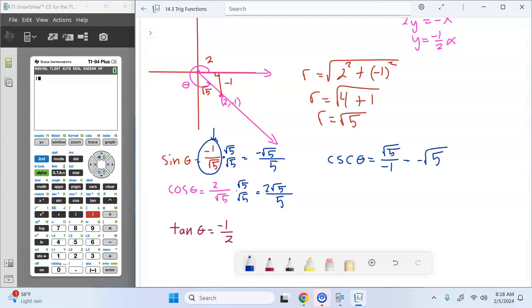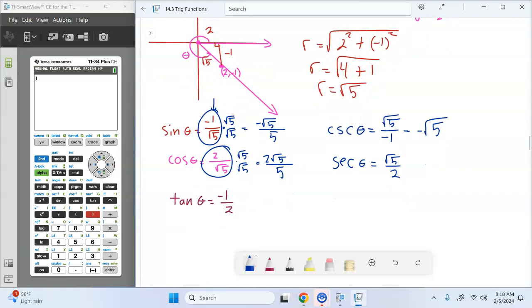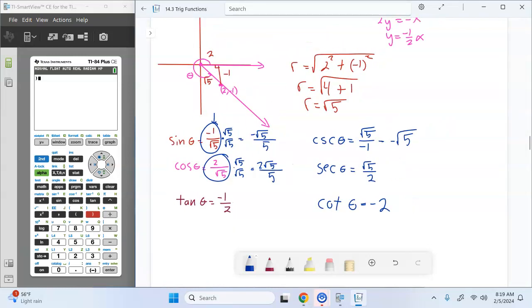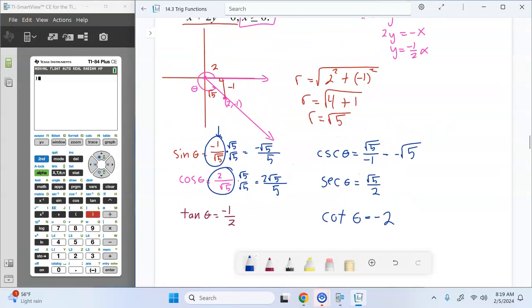What's our reciprocal function for cosine of theta? What's our reciprocal for cosine? Root 5 over 2. We just went ahead and took that and wrote our reciprocal. And then for tangent of theta, the reciprocal function is cotangent, and our reciprocal of tangent is negative 2 over 1, just negative 2. So a lot of repetition. Pay attention to the details. They're easy to lose if you're not careful. Any questions on that?